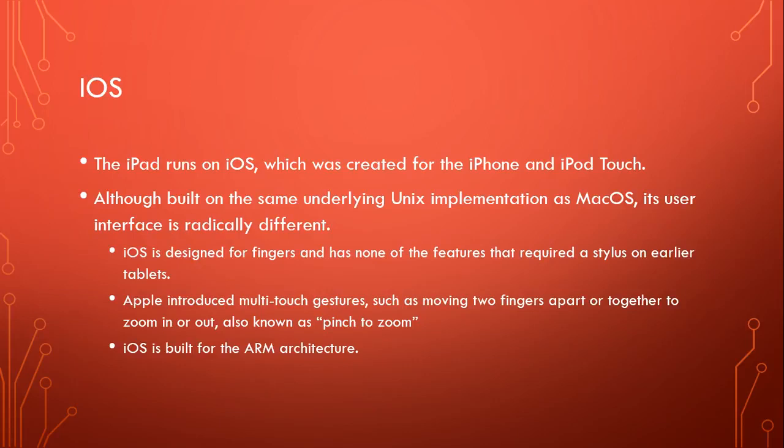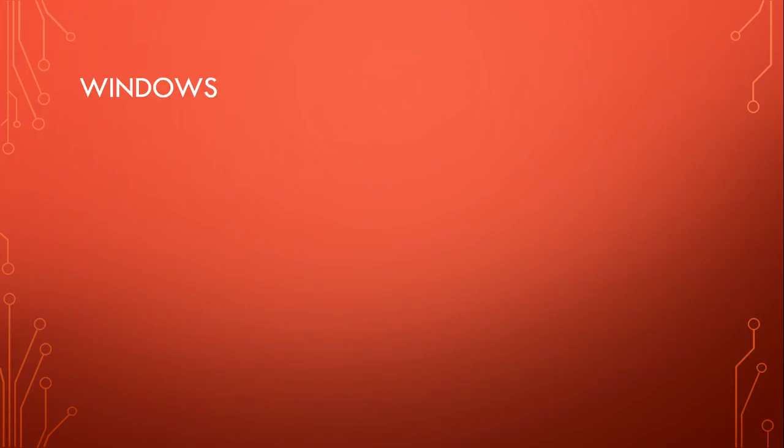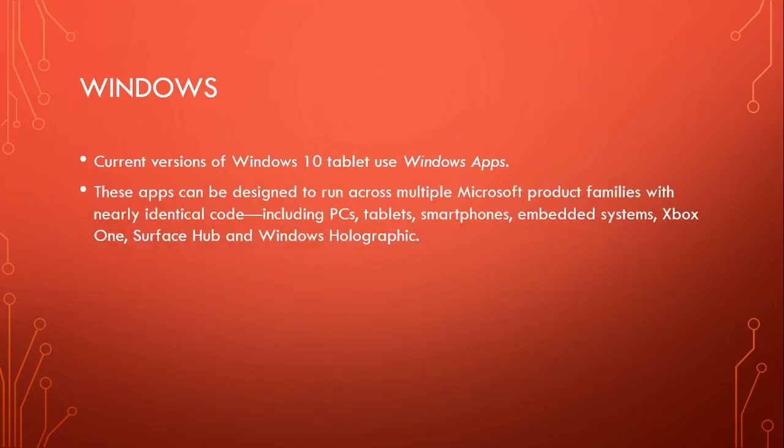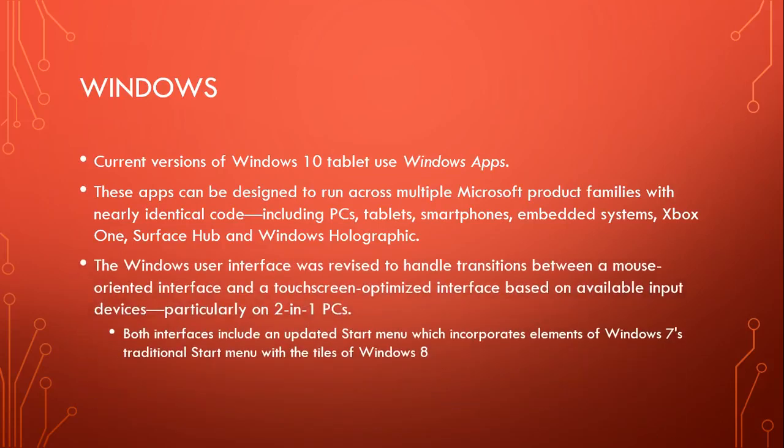And iOS is built for the ARM architecture. When we talked about ARM, we also talked about x86. iOS uses ARM. Now, Windows. The current version of Windows 10 tablets use what are known as Windows apps. These apps are designed to run across multiple Microsoft product families with nearly identical code, which includes things like PCs, tablets, smartphones, embedded systems, the Xbox One, Surface Hub, and Windows Holographic.